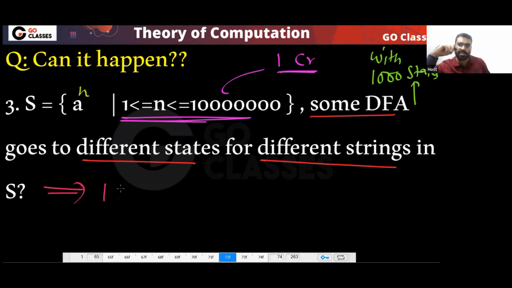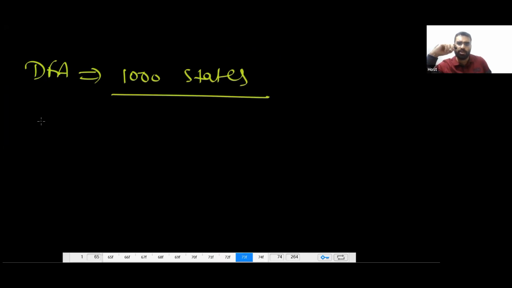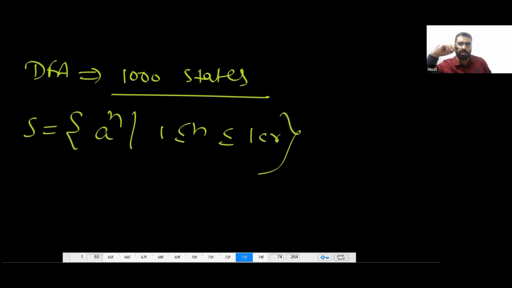Some DFA with 1,000 states. The answer is no. Why? What is the reason? Because your DFA has only 1,000 states, and you can notice your set has 1 crore strings, a power n, where n is greater than or equal to 1 and less than or equal to 1 crore. And you are saying that they should go to different states.